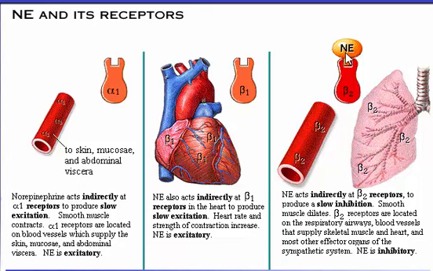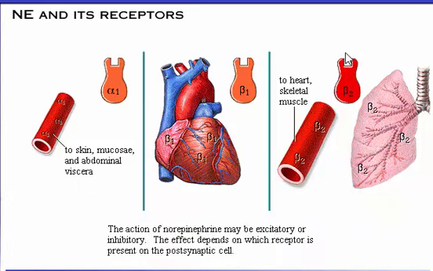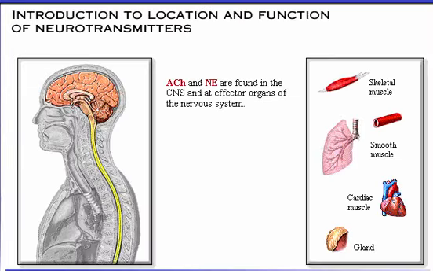The action of norepinephrine may be excitatory or inhibitory. The effect depends on which receptor is present on the postsynaptic cell. We have learned that acetylcholine and norepinephrine are found in the central nervous system and at effector organs of the nervous system. On the next few pages, we will review the location and function of these neurotransmitters in the peripheral nervous system. Then we will look into the central nervous system to learn the functions of these and other neurotransmitters.